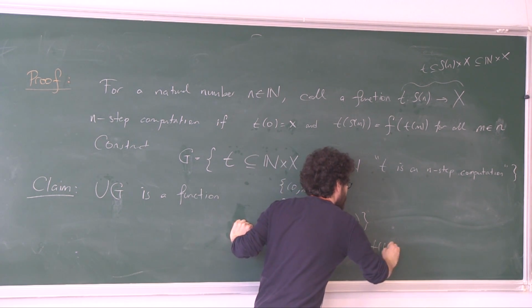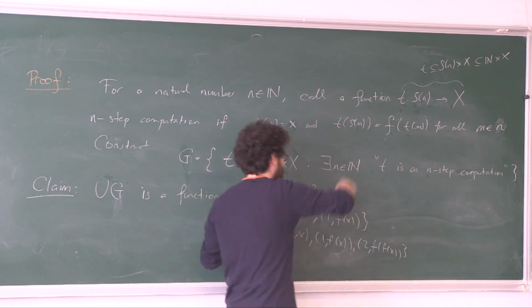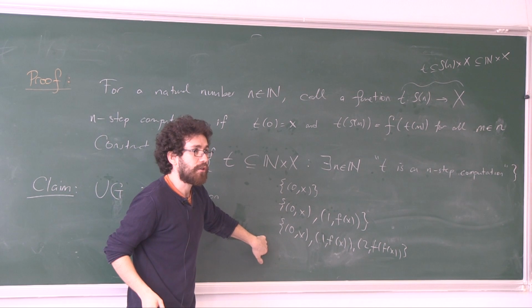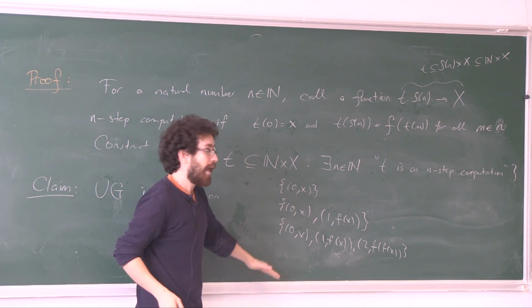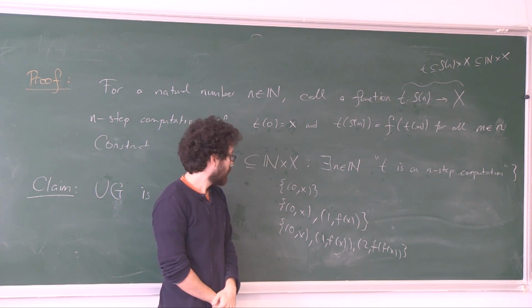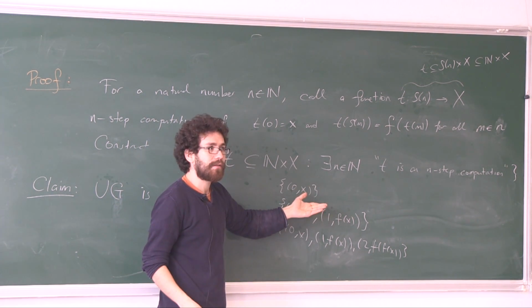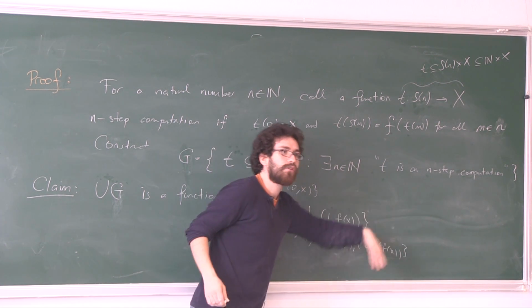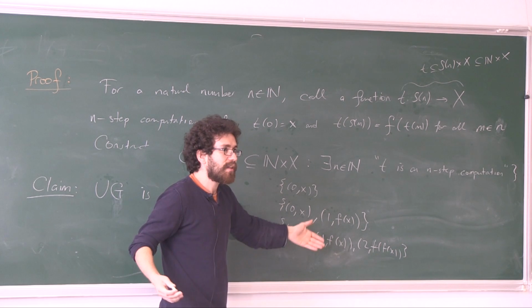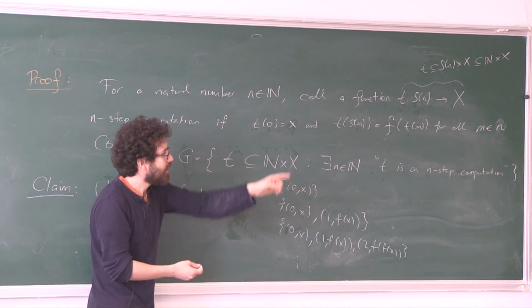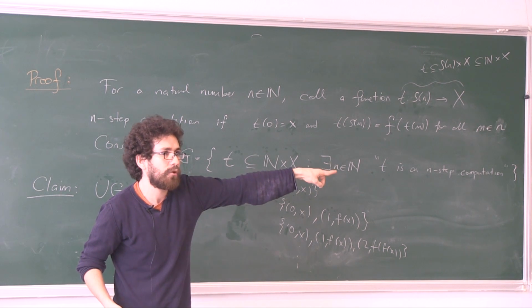So the domain of this guy is 3. It satisfies this property. Now I collect all n-step computations, and I'm going to take the union of these. When you take the union, what do you get? You get a set of ordered pairs. What ordered pairs? (0, x), (1, f(x)), (2, f(f(x))), and so on. As you can see from the picture, this union is supposed to be exactly the function I'm looking for.